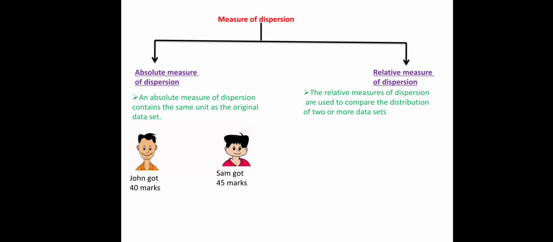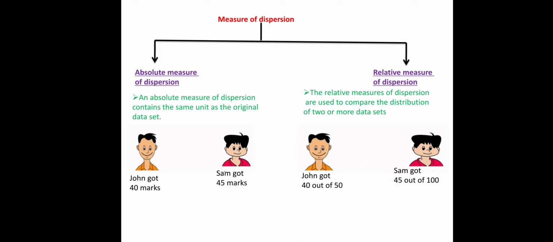Next we'll check out the relative measure, where there will be comparison. So John got 40 out of 50, whereas Sam got 45 out of 100. So which one is better, John or Sam? John, isn't it? Because his score is more than 90%, but Sam is less than 50%. Okay, you can say directly 45%. So you don't want to be Sam, you want to be John. Okay, so how did you understand? By relative measure of dispersion.